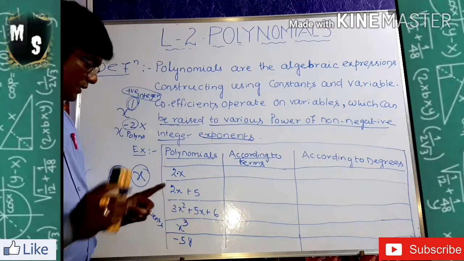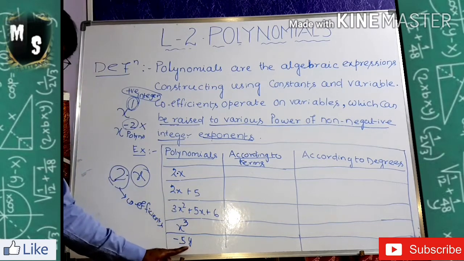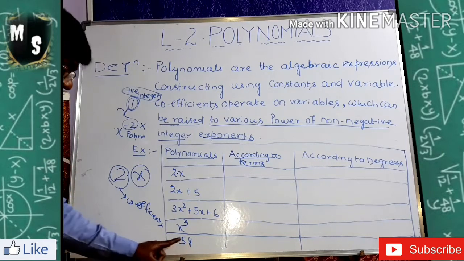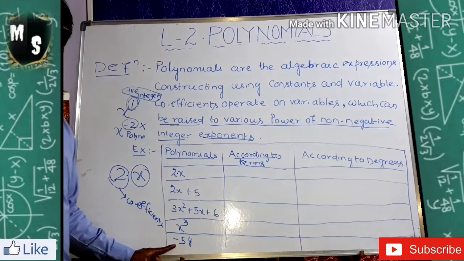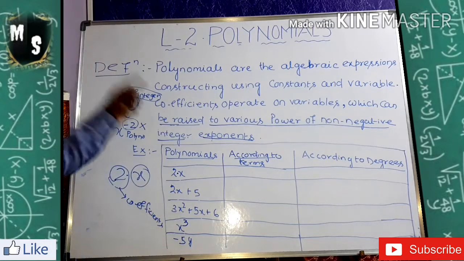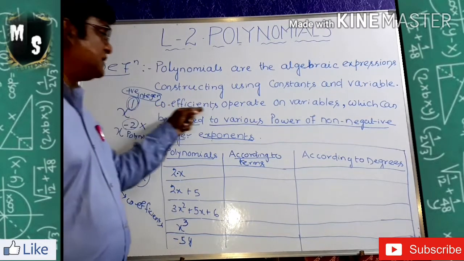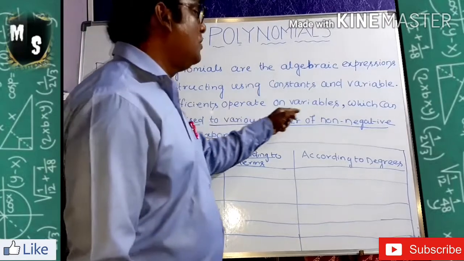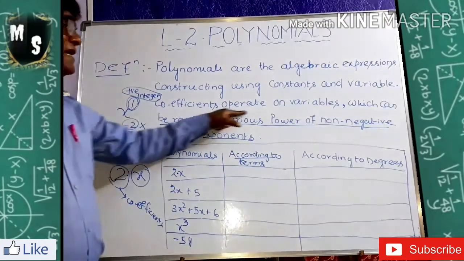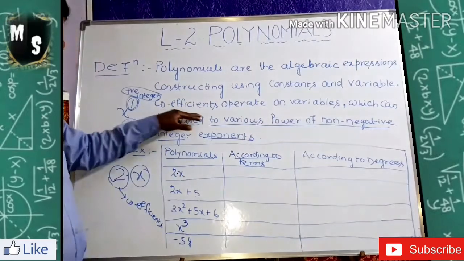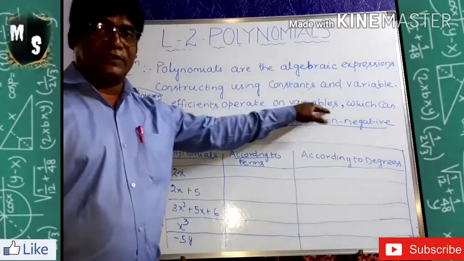Now I hope you understand it nicely. Here see, y is a variable. So what is operating on that? Minus 5. So what is the coefficient of y? Minus 5. That is the line written here. Coefficients operate on variables. I hope you understand what this line is about. That is, coefficients operate on variables.